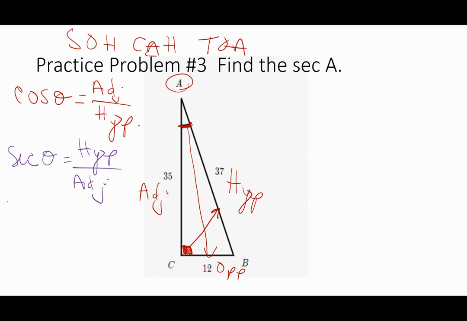So looking at this, the secant of our theta is our hypotenuse, which is 37, over our adjacent, which is 35.